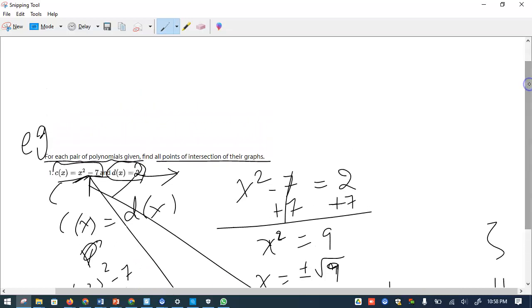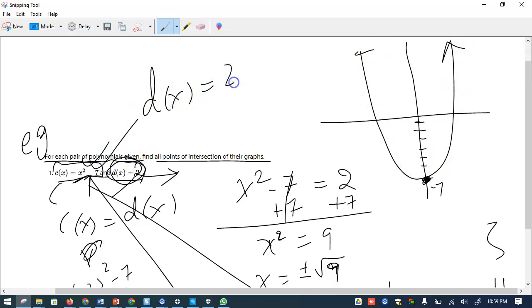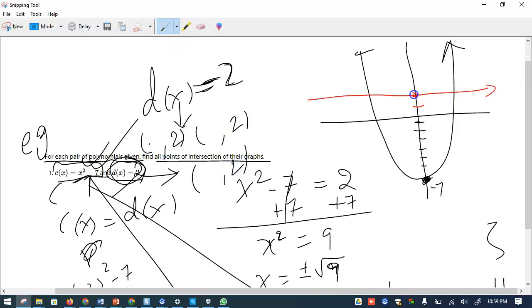And if you try to sketch this, the first one is x squared minus 7. So 1, 2, 3, 4, 5, 6, 7. This equation may be something like this, a parabola, because it's a quadratic. And d(x) equals 2 means it doesn't matter what the input is, the output is always 2. So no matter what x value here, the second number is always 2. It means there is a horizontal line, 1 and 2. So this is where it is 2. So this is the second one.